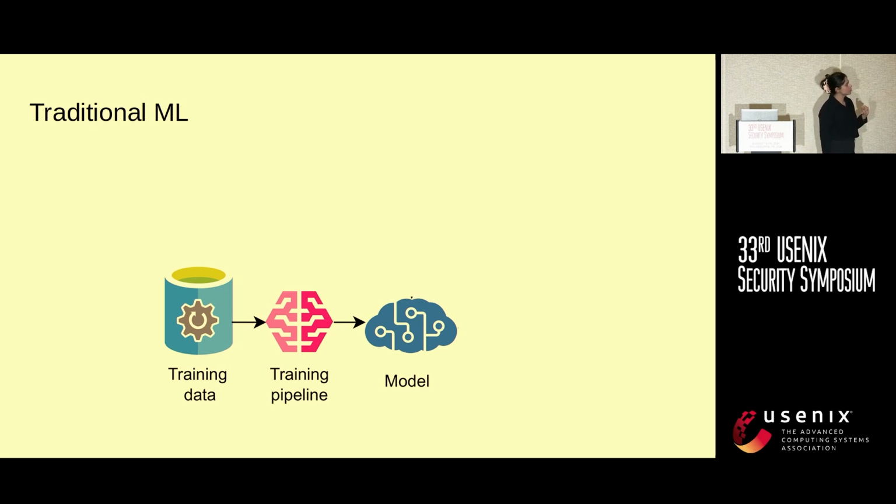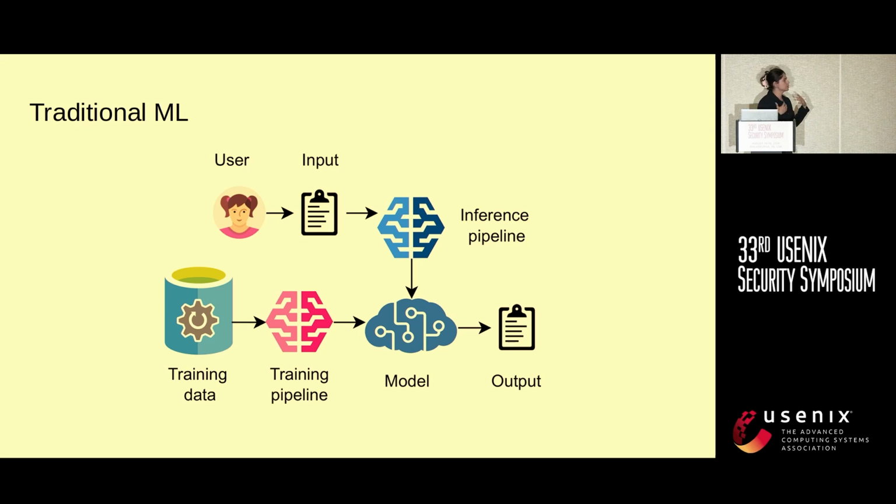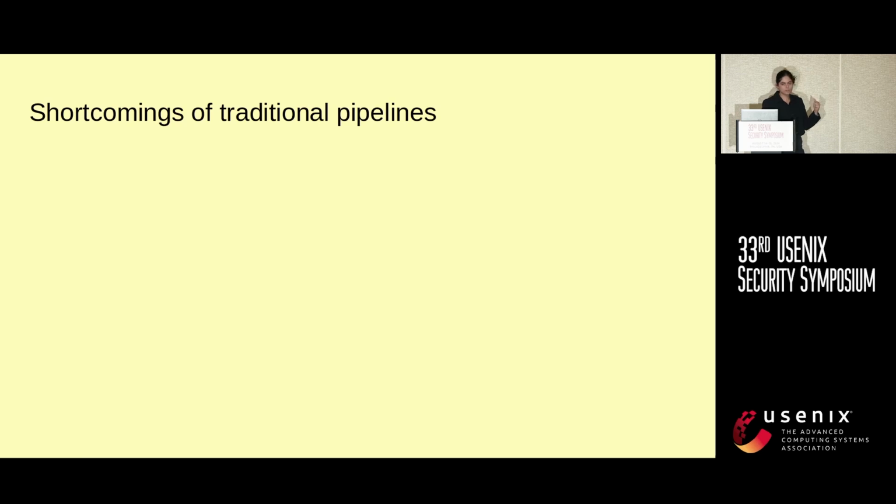So this is what a traditional ML pipeline looks like. You have a giant training corpus that goes through a training pipeline and produces one single trained model. And then during inference, the user provides their input, which goes through an inference pipeline, goes to the model, and then you get the output. Now, there's two shortcomings with this approach.